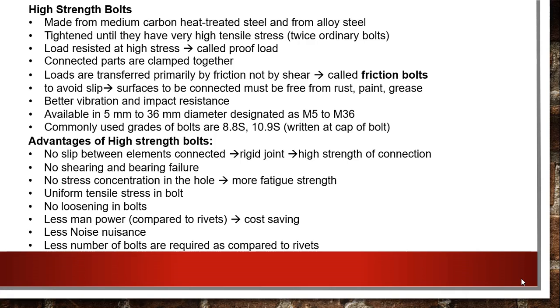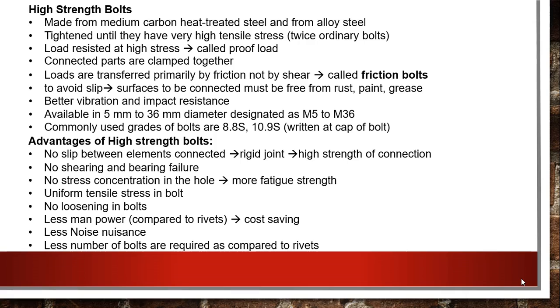So basically these are called friction bolts. To avoid slip, the surfaces to be connected must be free from rust, paint and grease. Better vibration and impact resistance is there because they are high strength bolts. They are available in 5 mm to 36 mm diameter, designated as M5 to M36. The commonly used grades of bolts are 8.8S and 10.9S, written at the cap of the bolt. So basically the grades are higher than 4.6, having very high strength capacity.